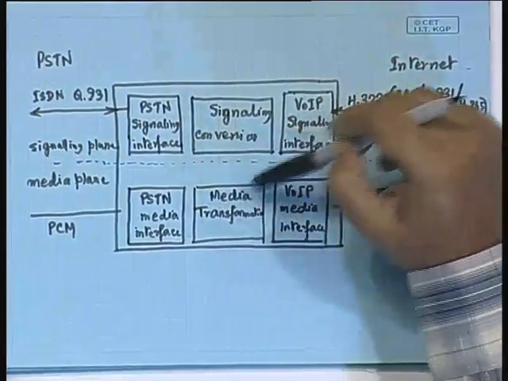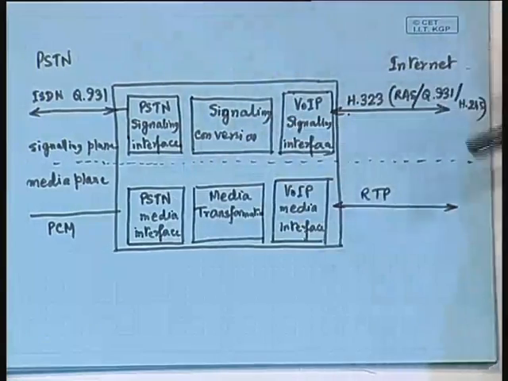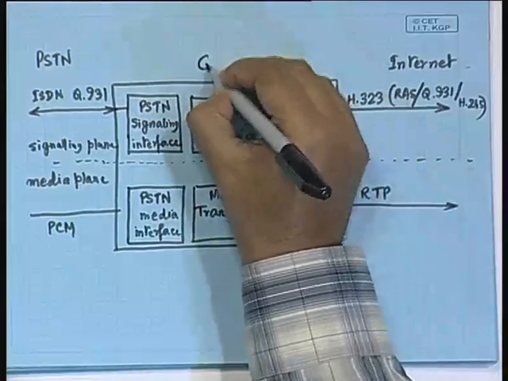Naturally, two things are involved: the encoding part and the decoding part. It is decoding followed by encoding, and this is referred to as media transcoding. So, transcoding is the requirement that we have within this gateway.